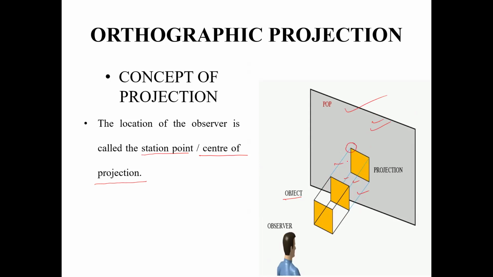For example, this line hits the plane at this circle point. This imaginary line hits the plane at this circle point. The third one hits the plane at this circle point, and the fourth one hits the plane at this circle point.